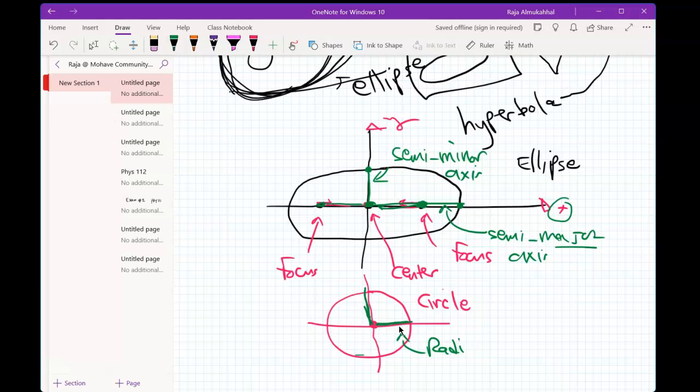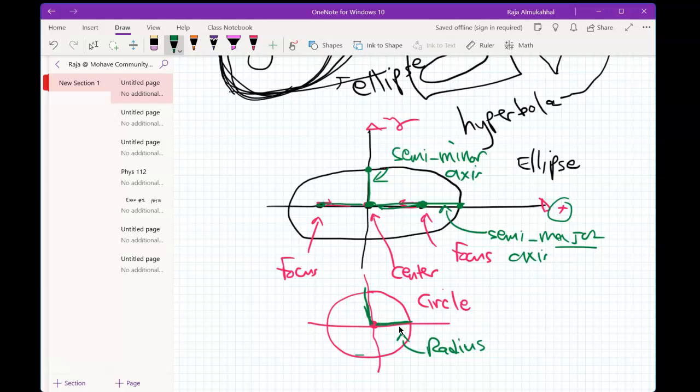Okay? So the circle is kind of like a daughter of the ellipse, or a special case of the ellipse, where the two foci meet at the center, and the semi-major axis of the ellipse and the semi-minor are equal. You see what I'm saying? That's what the circle is.